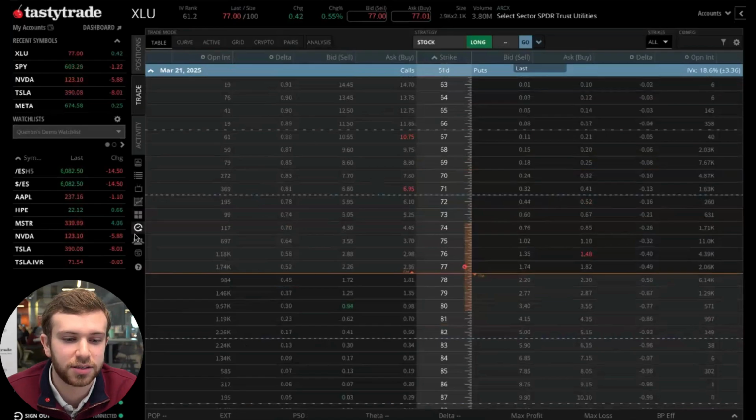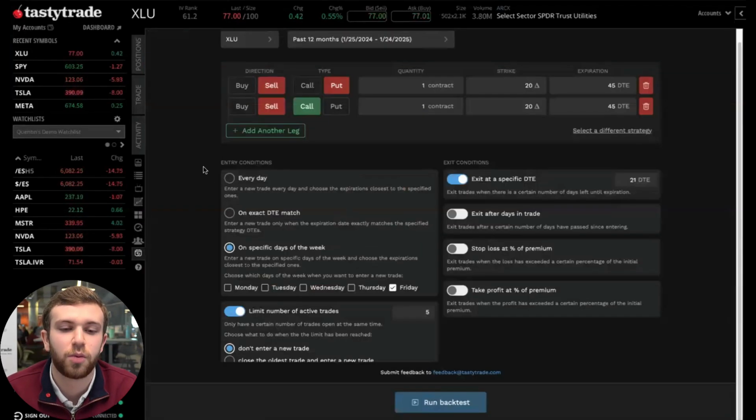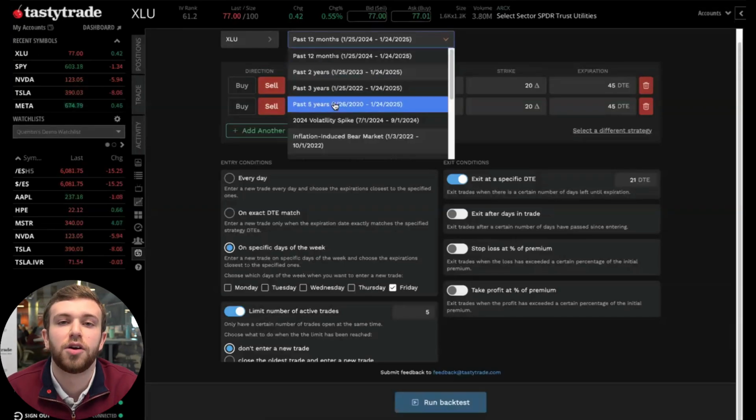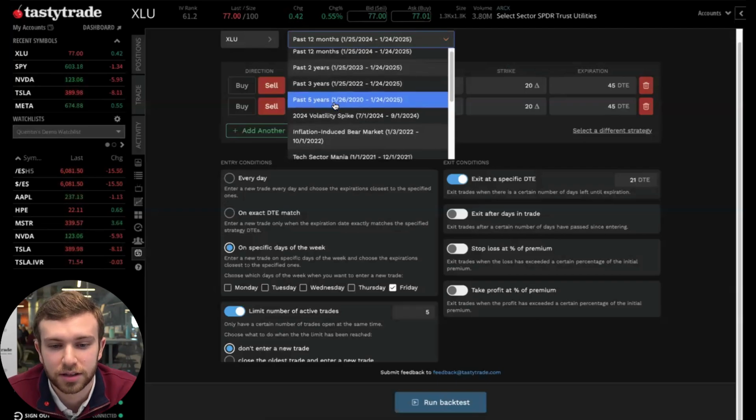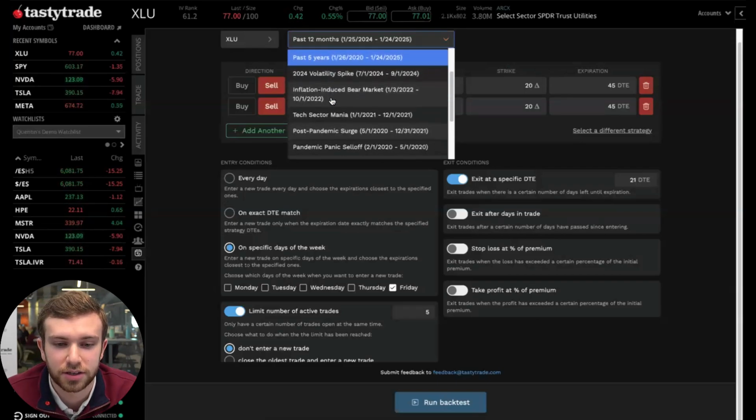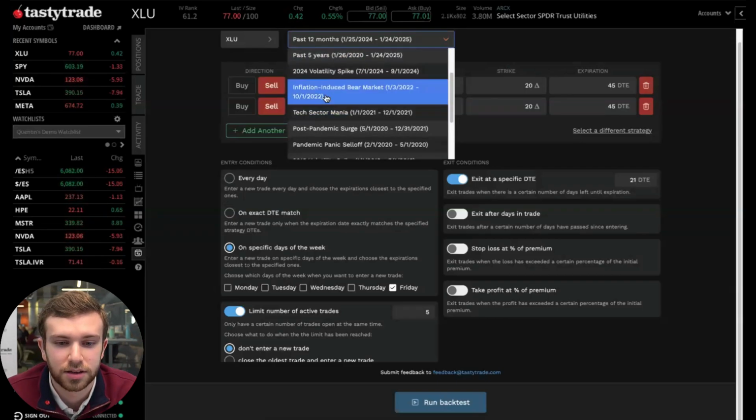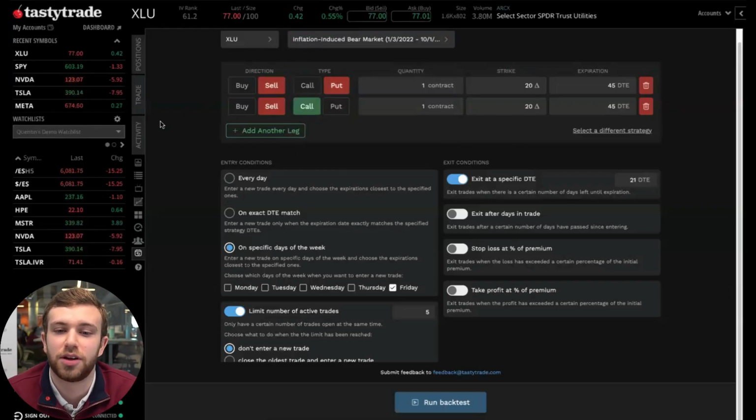And then you can take this, and if you want to do this strategy, whatever you think the market is going to do, you can select a previous time frame for what you think is going to happen in the next however long. Let's say you wanted to test this during the inflation-induced bear market. If you think inflation's coming back, it's still going to be high here, this is what I think the market's going to do, and you want to test this strategy during that time, that is exactly what the backtesting platform is for.